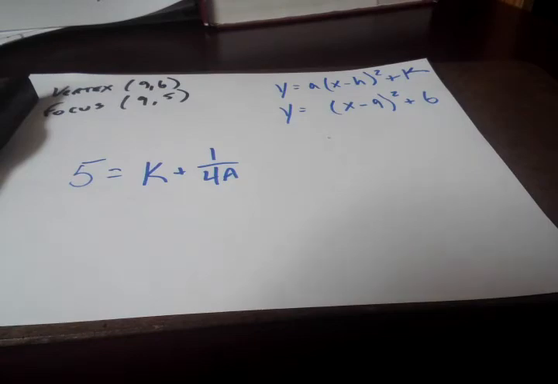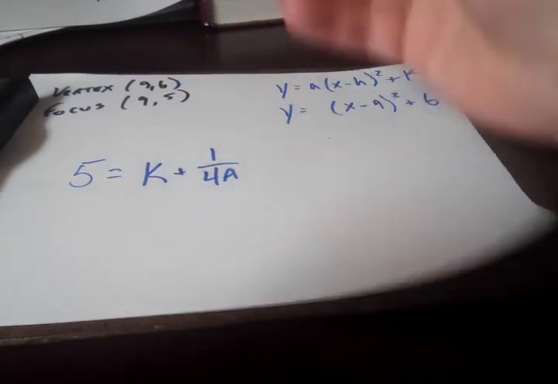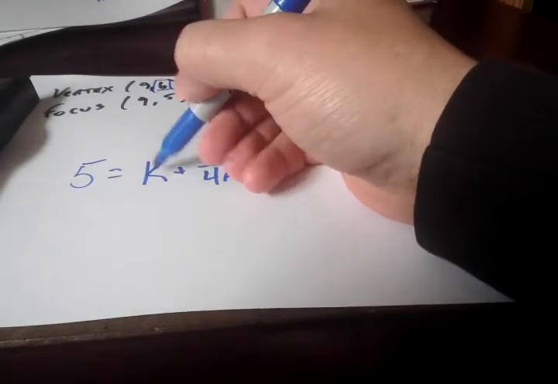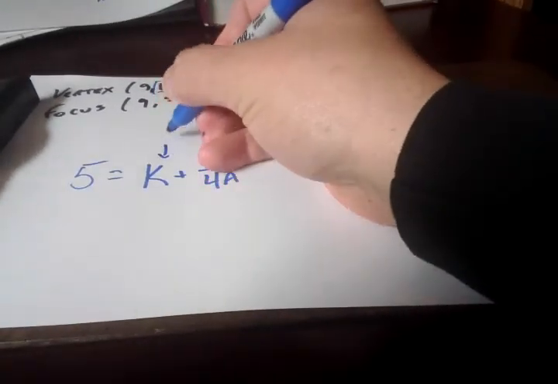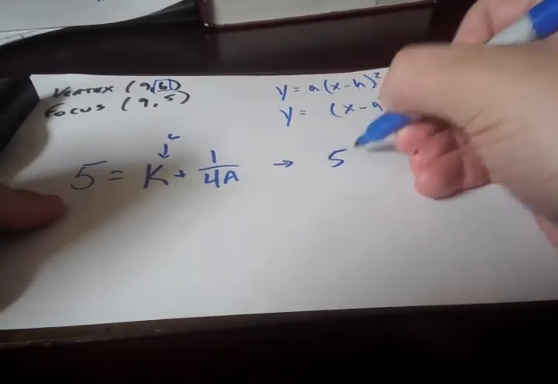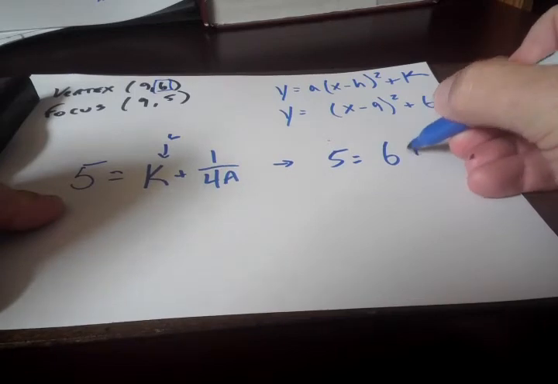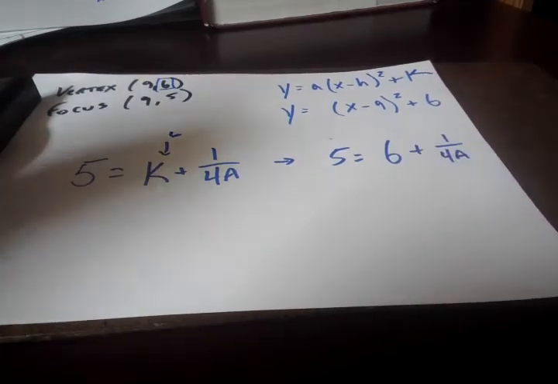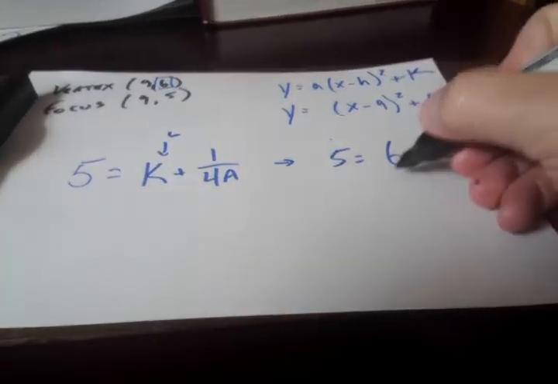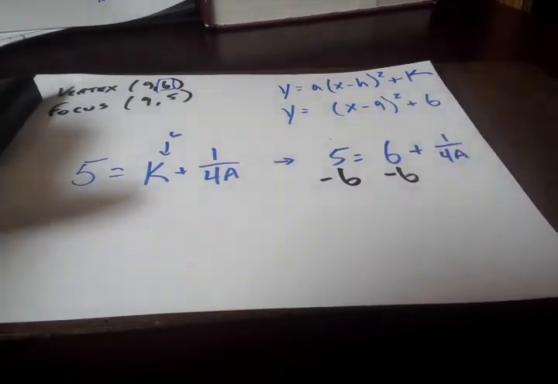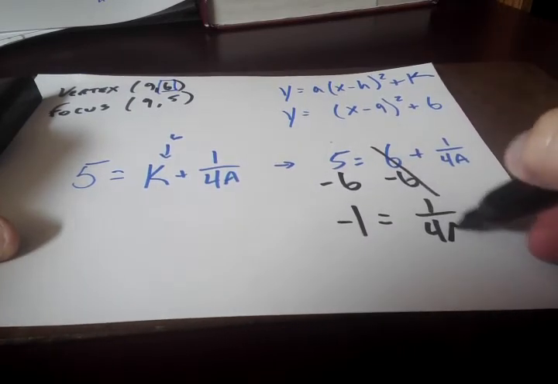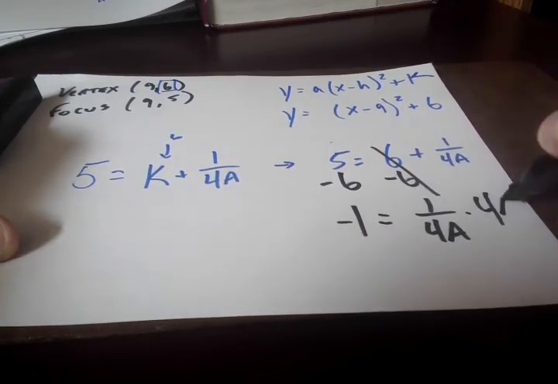The difference is we know what k is. We can plug k in here. Our k from the vertex, remember this is always h, k, is 6. So I'm going to put a 6 in here, and rewrite my problem as 5 equals 6 plus 1 over 4a. And now we can solve it for our a. I'm going to subtract 6 on both sides, which gives me negative 1 equals 1 over 4a. Let's multiply by 4a on both sides.